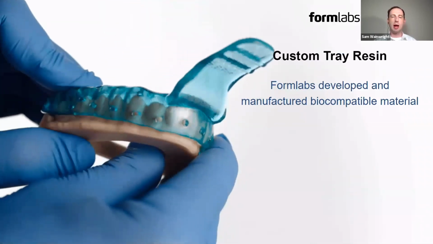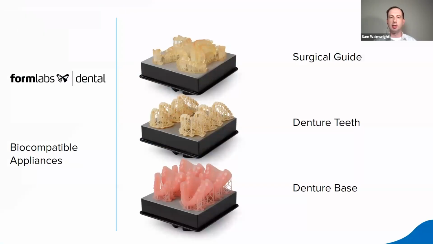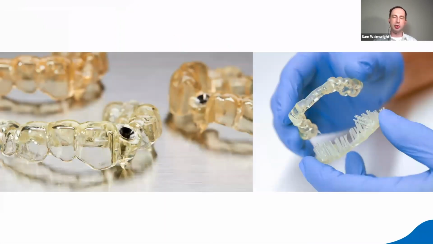Custom tray, which is rapid printing translucent material for custom impression trays. Not much to add on to there. It's a pretty straightforward product. Surgical guide and denture teeth are the last applications and resins for this part. But surgical guide is just like it sounds. It's for drill guides, pilot guides, and surgical guides for implants.